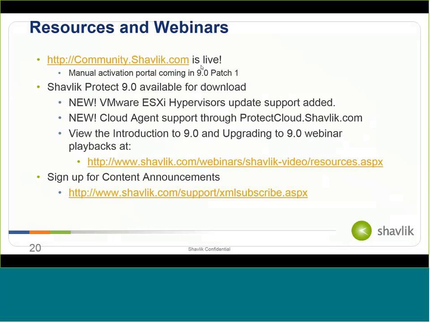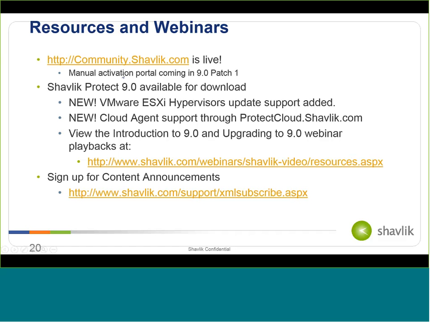The transition to the community is already complete. The VMware and LANDesk support teams are still working in parallel. So if you do have any support issues, you can keep contacting support the way you have been. Also, the support@shavlik.com email address, if you haven't already switched over to it, is live, and our support teams are responding there. Phone numbers won't be changing.